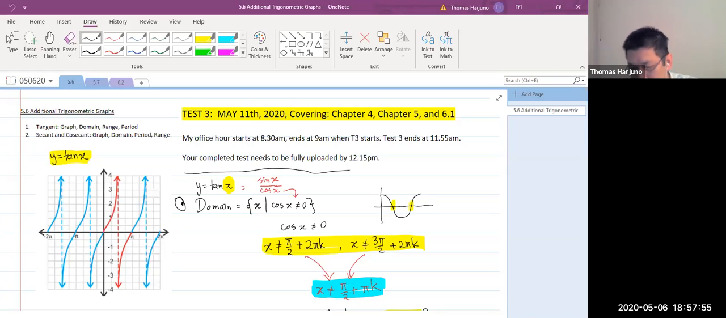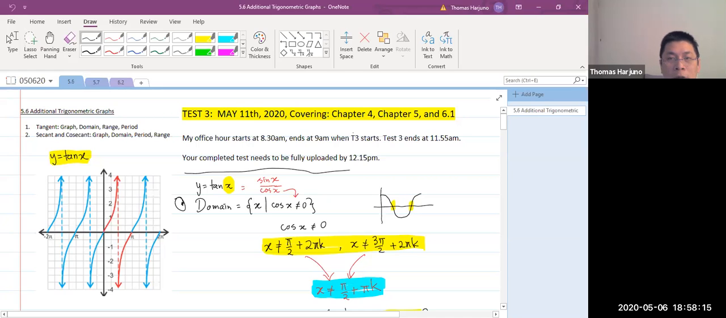I will start my office hour 10 minutes earlier, at 8:30. If you want me to go online to answer questions earlier, let me know like 1 day ahead, not 5 minutes in advance. If you are a last minute person, I will give you last minute refusal. My office hour will end at 9 o'clock because I will set test 3 to be available at 9 o'clock. You will end your test at 11:55 and your test should be fully uploaded to Canvas at 12:15. Okay, that's for today. Any question?